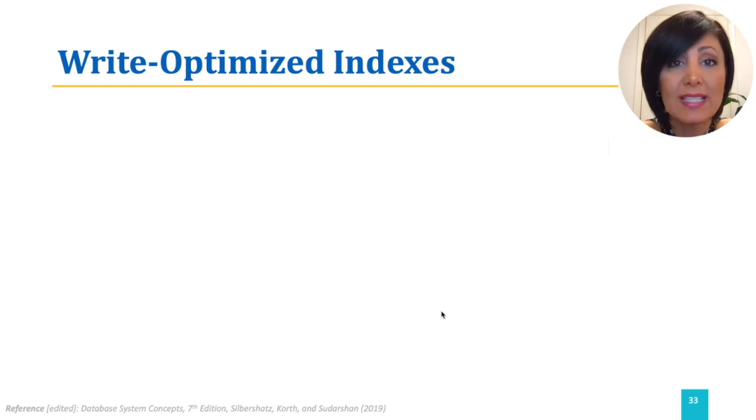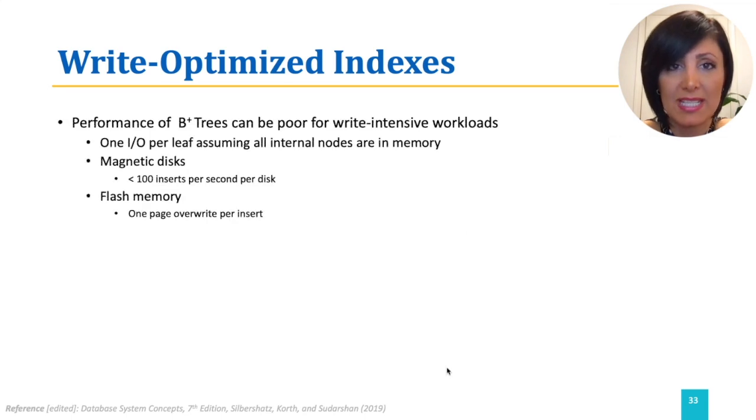Another set of special purpose indexes are write-optimized indexes. Performance of random writes could be poor in B+ trees as well as in hash indexes. This is due to the number of page loads involved in the random write operations. Two approaches to reduce the cost of writes are log-structured merge trees, or LSM, and buffer trees.